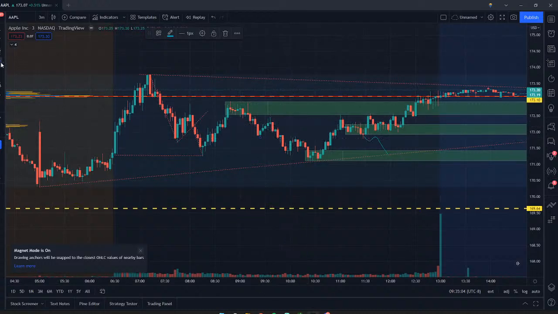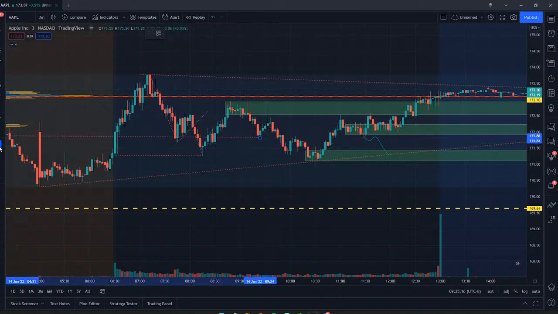Why is this not working? Oh, I'm using this pen. Derp. Magnet's good and bad at the same time.